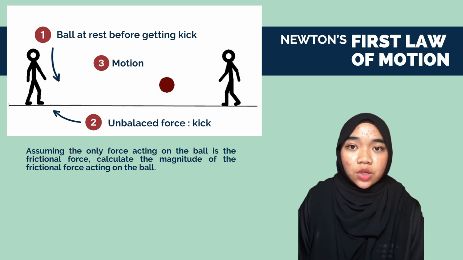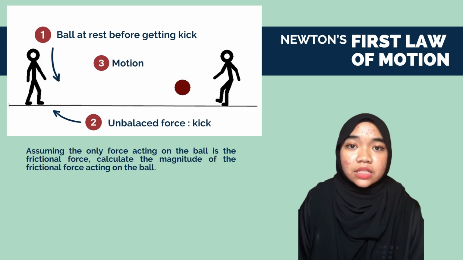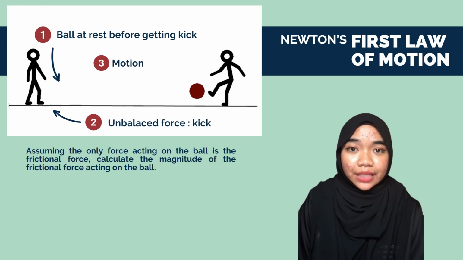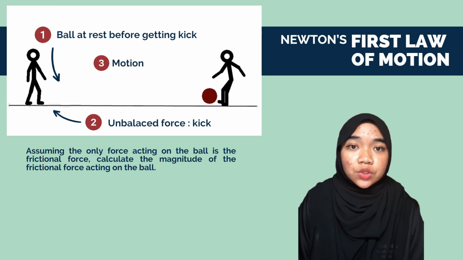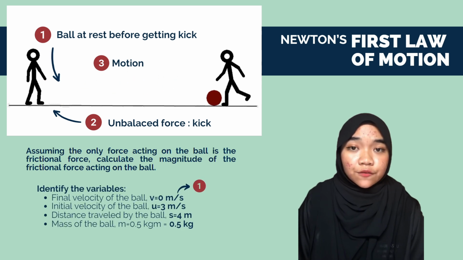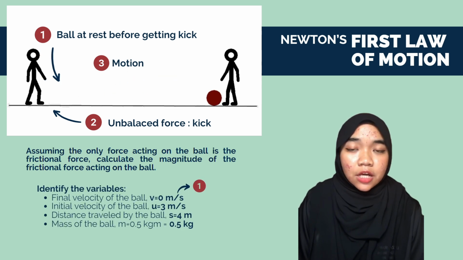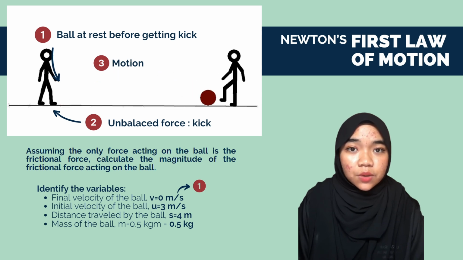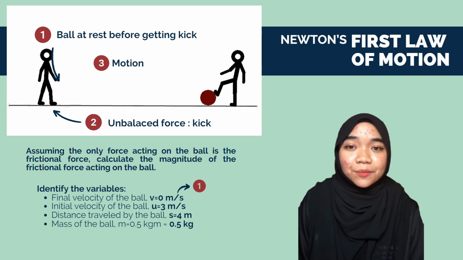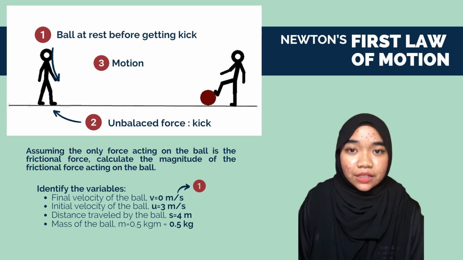We have a situation where two persons are kicking a ball towards each other back and forth. Assuming the only force acting on the ball is the frictional force, calculate the magnitude of the frictional force acting on the ball. First, we identify the variables. Final velocity v equals 0, since the ball will be stopped after being kicked. Next, the initial velocity u.